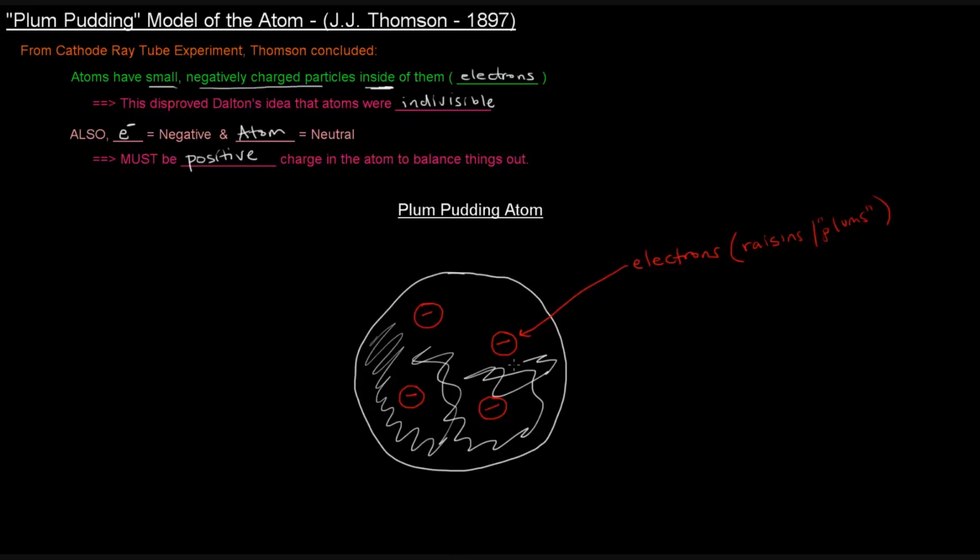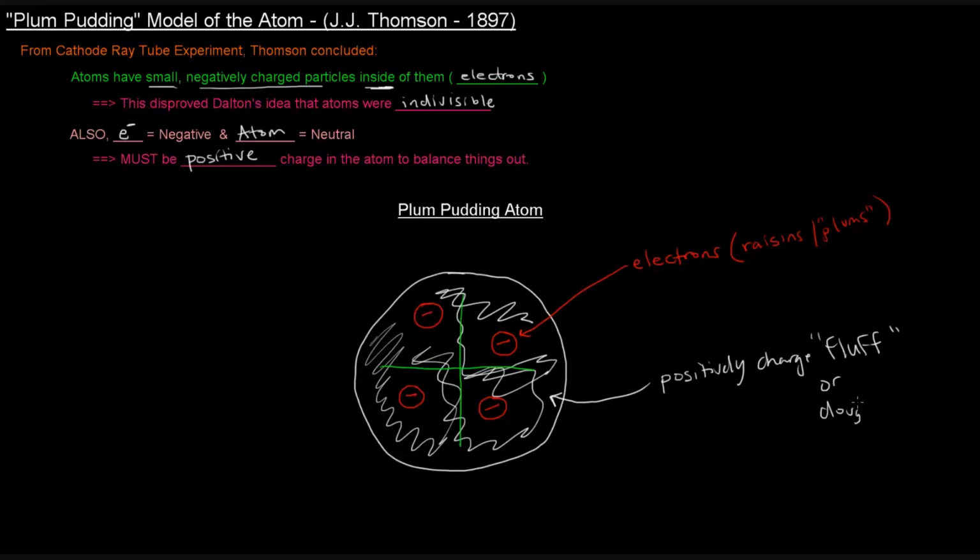That dough is positively charged. So I'll put a plus charge here, just a gigantic plus that's dispersed through the atom. So that dough is basically positively charged fluff, or positively charged dough, right? So that's what Thomson thought the atom looked like, because he had discovered these electrons.